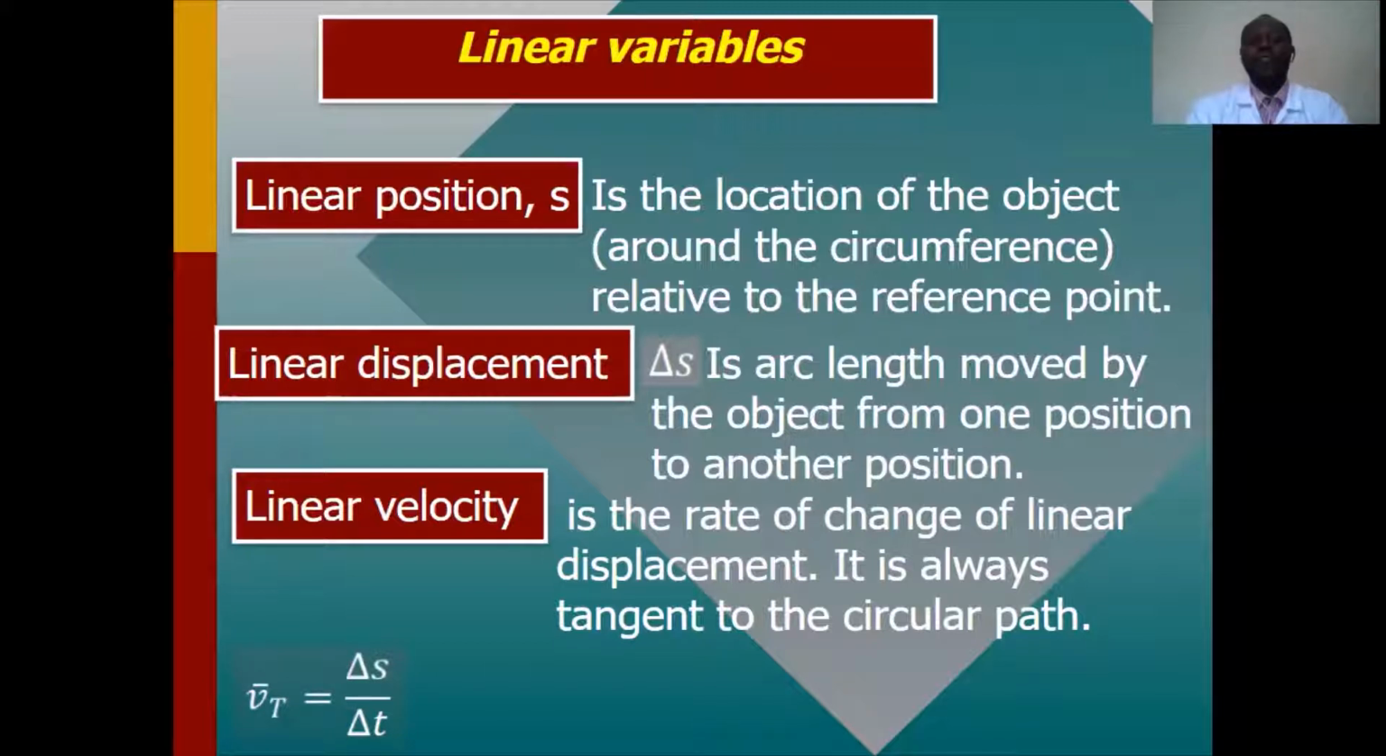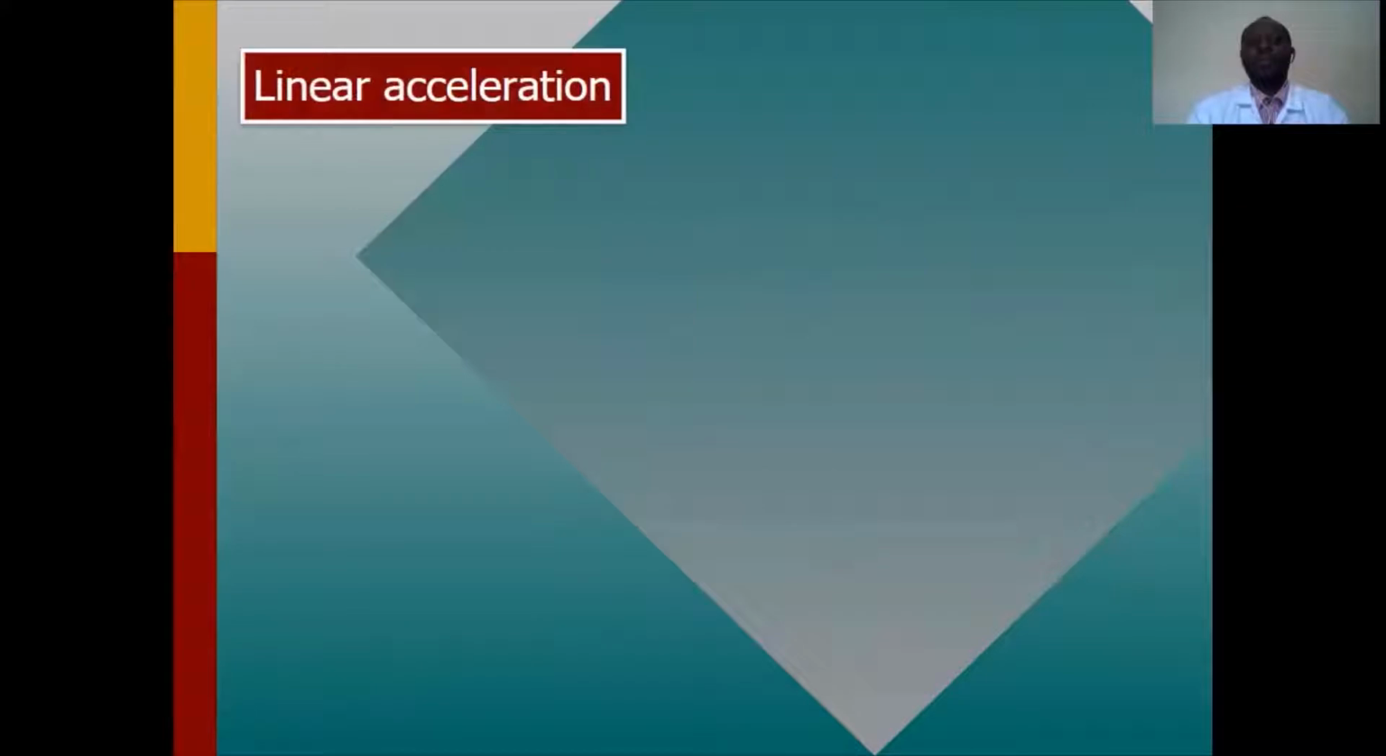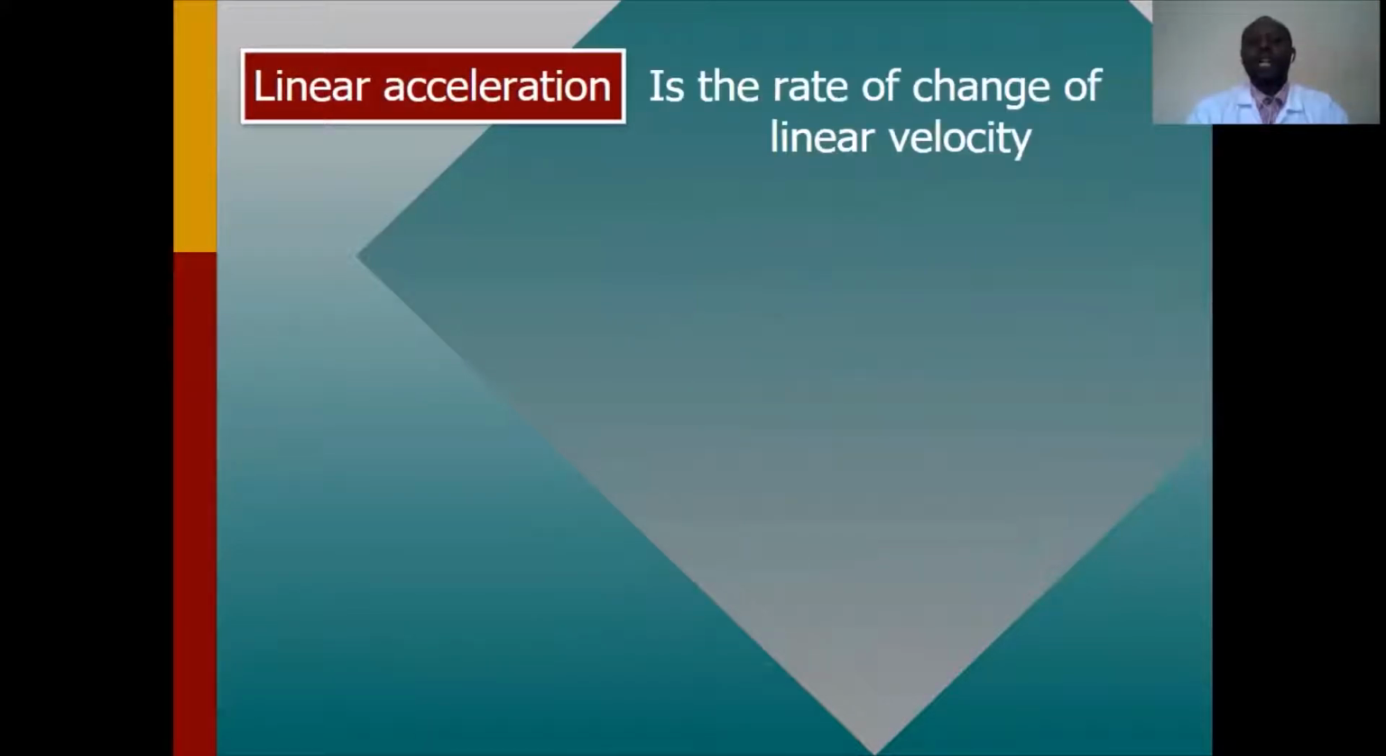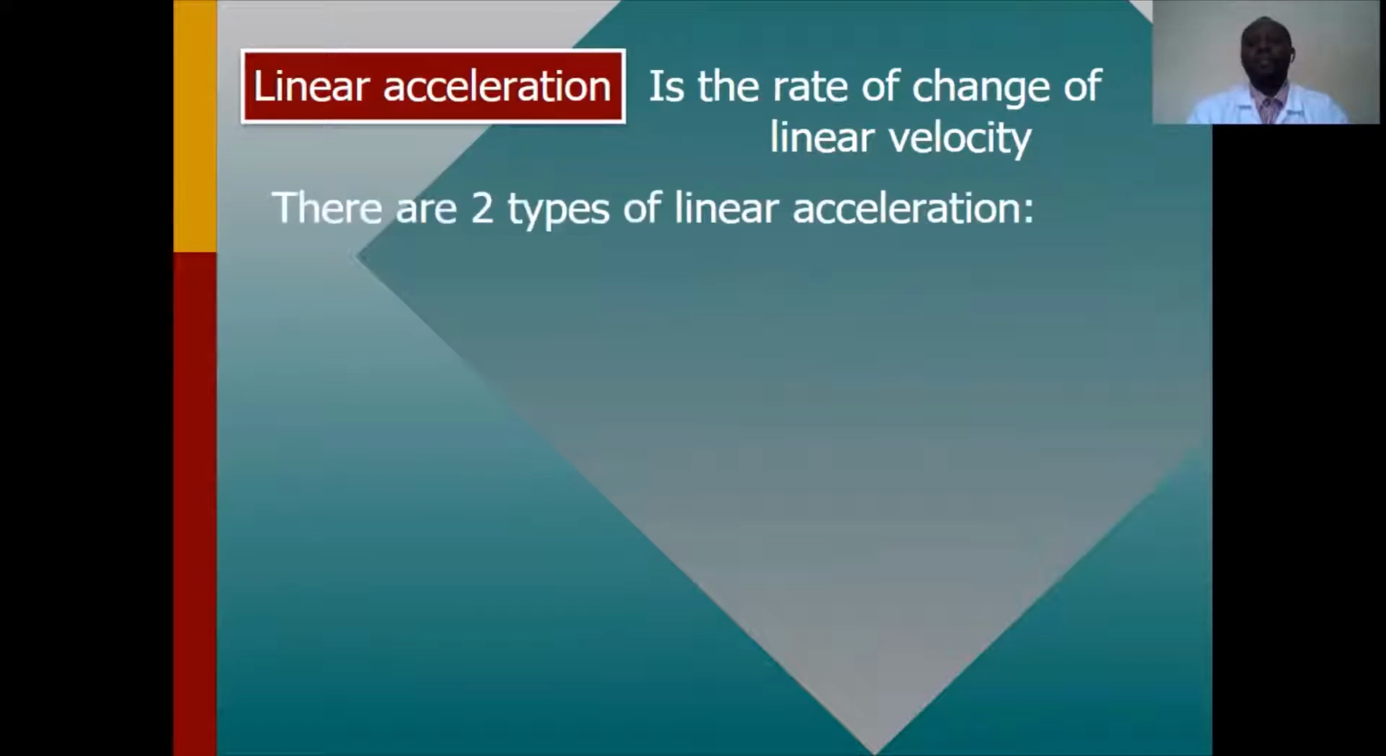We have the average linear velocity, which is equal to the displacement divided by the time interval. And we have the instantaneous linear velocity, which is the derivative of displacement with respect to time. We have linear acceleration. Linear acceleration is the rate of change of linear velocity.